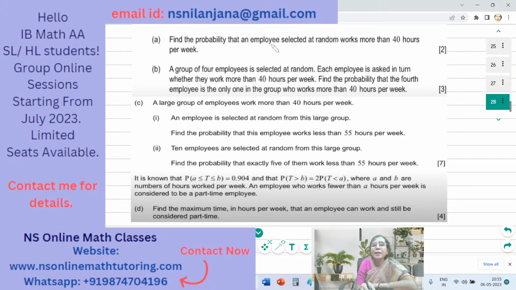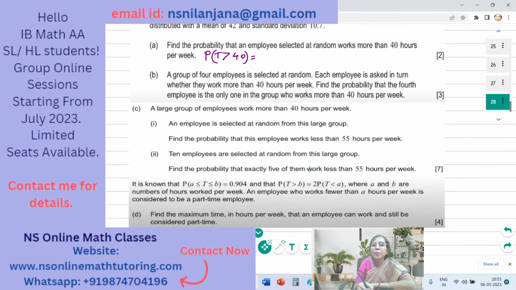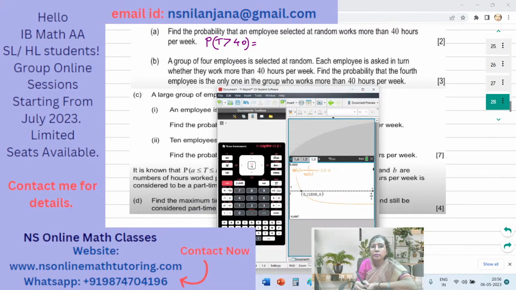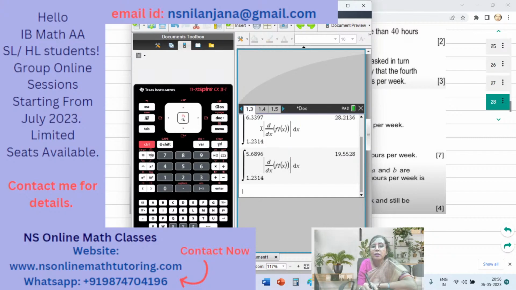Find the probability that an employee selected at random works for more than 40 hours. So, P of T greater than 40 is equal to, and we have seen the mean is 42 and standard deviation is 10.7. So now let us go to the calculator. This is the calculator.